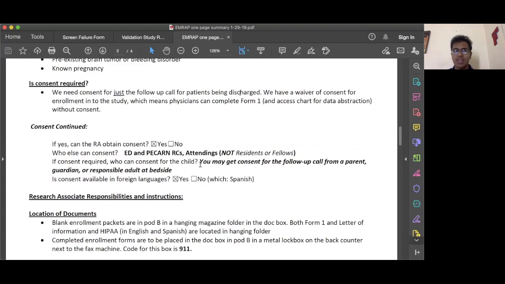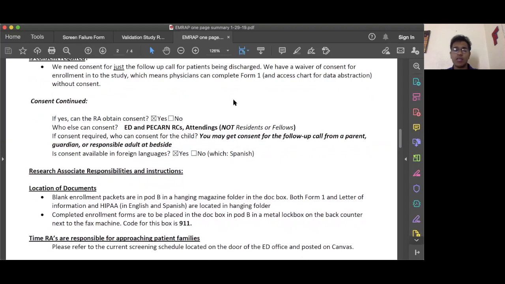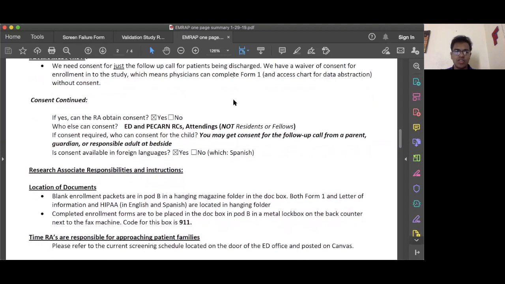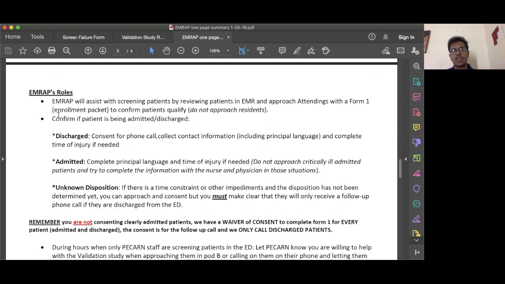And we're only going to consent for a follow-up phone call for patients who are going to be discharged. And we're going to talk about what to do in the event that either the patient is going to be admitted or we don't know whether they're going to be admitted or discharged. If we scroll down a little further into our one-page summary, right down here, the next step is to determine whether the patient is going to be admitted or discharged. We can determine that by looking at the color next to their name. Discharged patients will have a green color, admitted patients will have a blue color. And if we don't know whether they're being admitted or discharged, or the status is unknown, then they're going to have a red color next to their name.